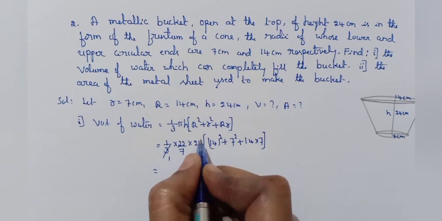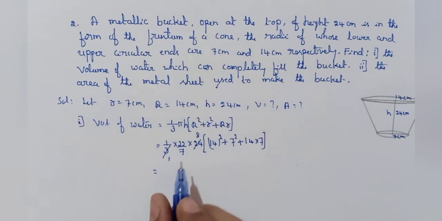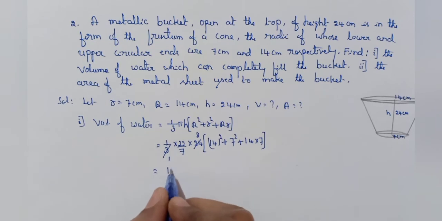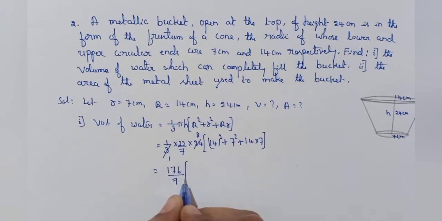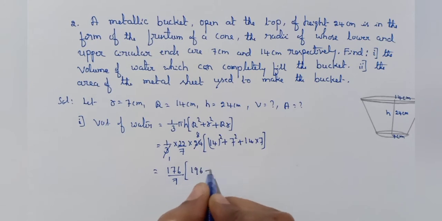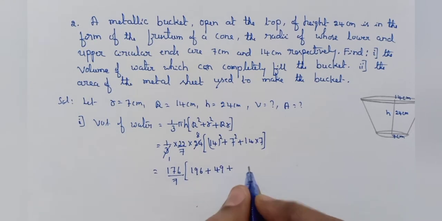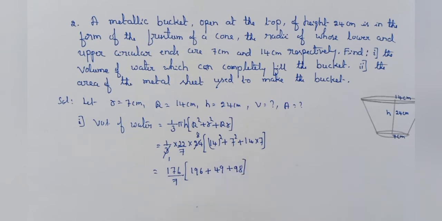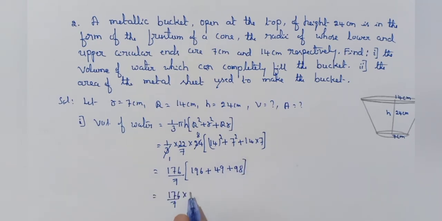Next, 3 ones are 3, 8 threes are 24, 22 into 8 is 176 by 7. 14 square is 196, plus 49, plus 14 sevens are 98. 176 by 7 into 343. Next, divide 343 by 7. It divides 49 times. 176 into 49 is 8624 centimeter cube. Now you got the volume of the water.